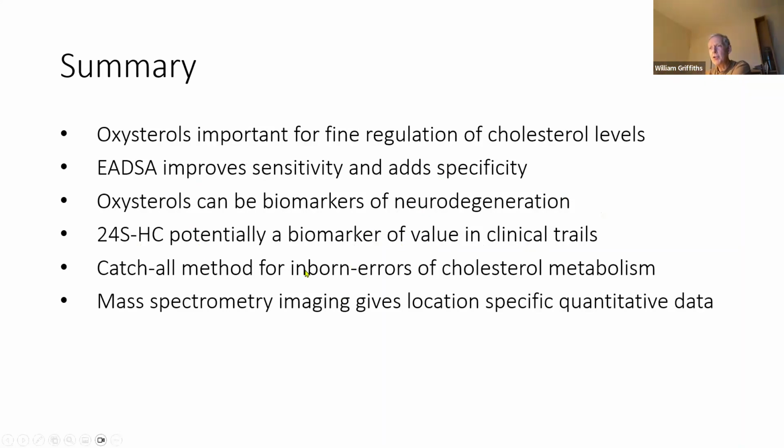I showed you our catch-all method for the inborn errors of cholesterol metabolism. Finally, I showed you the mass spectrometry imaging, so we can get absolute quantification of cholesterol, these oxysterols and cholesterol precursors in specific regions of brain. We've done this on mouse brain. We've also done it on sections of human brain. We only ever work on a section that can fit on a microscope slide, so we've just done it on small sections of human brain.